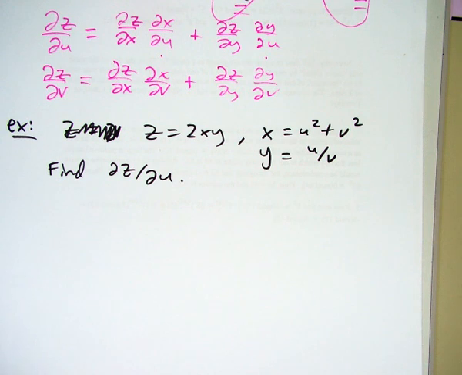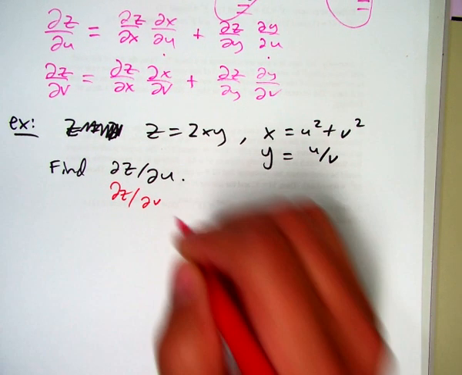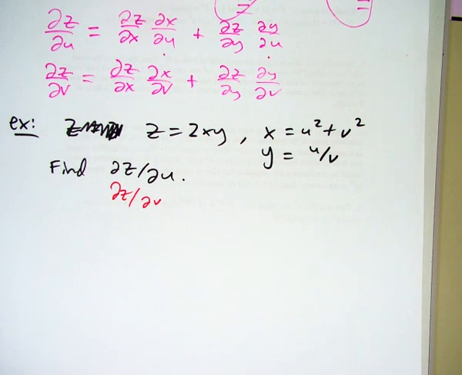And if you're done, might as well do the other one too. Now, since x and y were defined in terms of u and v, your final answer for partial z, partial u should also be in terms of u and v. Similarly with partial z, partial v.